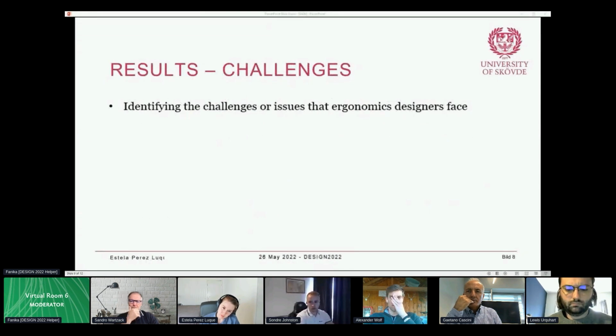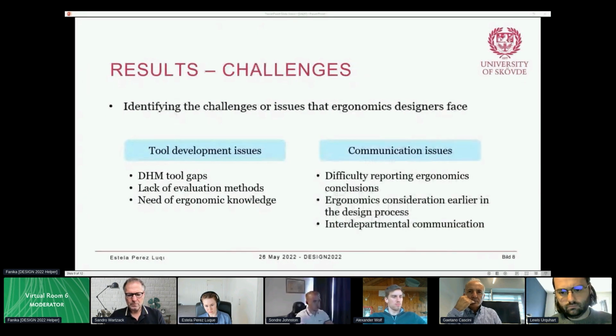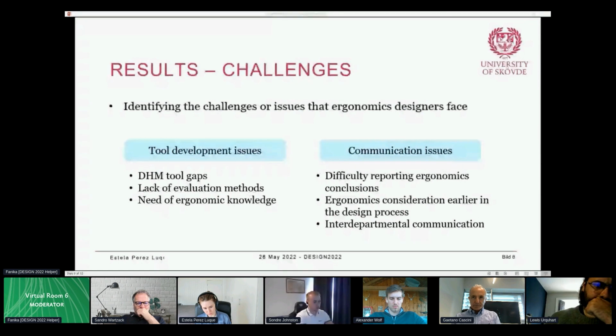In the last part, the ergonomics designer will also be asked about the different issues or challenges that they have to face. These challenges were divided into two different groups, and both of them affect the workflow of the product development. Some of them refer to tool development issues such as bad predictions, lack of evaluation methods, or communication issues with other departments, or reporting the conclusions of the ergonomics balancing in this case.